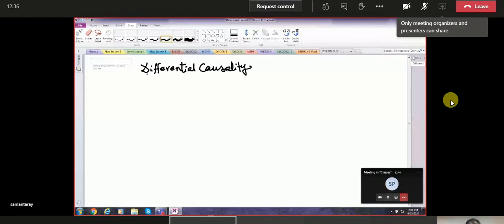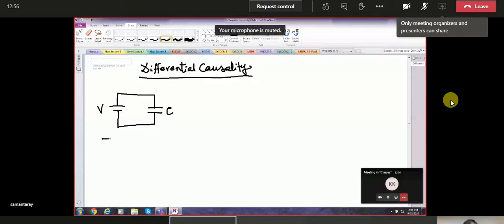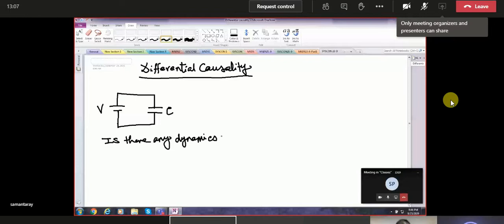So let's take some example. I will take one example. There is a cell, there is a capacitor. So is there any dynamics in this one? No, it will achieve steady state. Yes, so it has no dynamics, absolutely no dynamics.